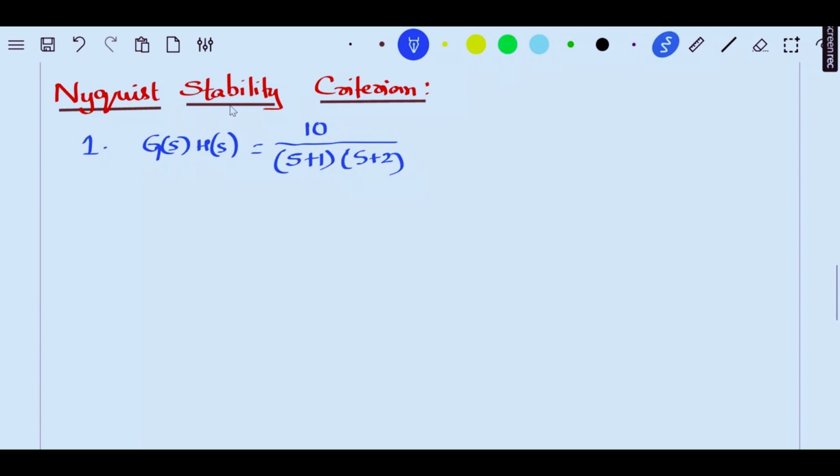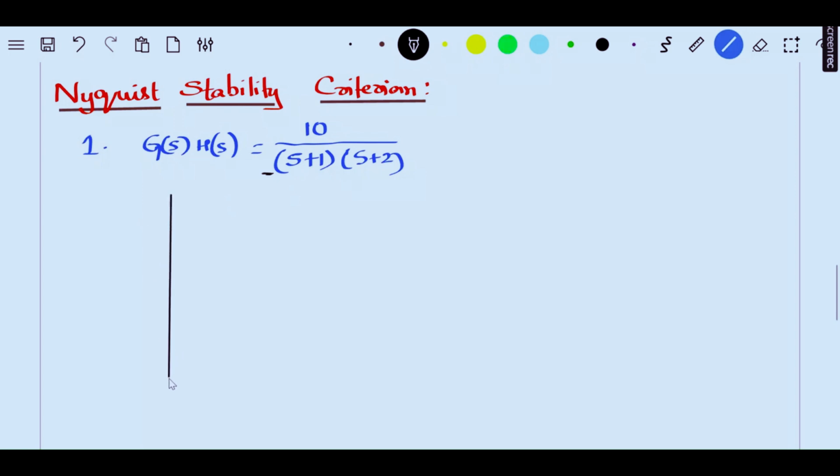So in the first problem, G(s)H(s) is given by 10 divided by (s+1)(s+2). What you need to do in the first step is identify whether there is any pole at the origin. We don't have any single s term here in the denominator, therefore we don't have any pole at the origin. So we need to write the initial Nyquist contour diagram.